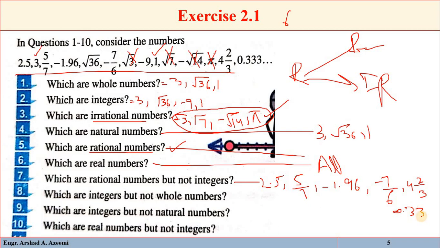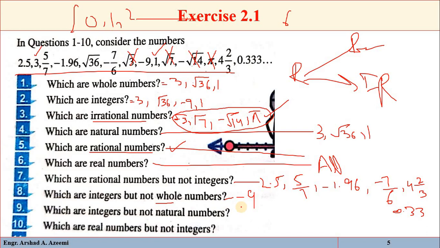Question number 8, which are integers but not whole numbers? So minus 9 is an integer, but it is not a whole number. Whole numbers start from 0, 1, 2, and so on, meaning the positive integers along with 0 are whole numbers. So minus 9 is an integer, but it is not a whole number.